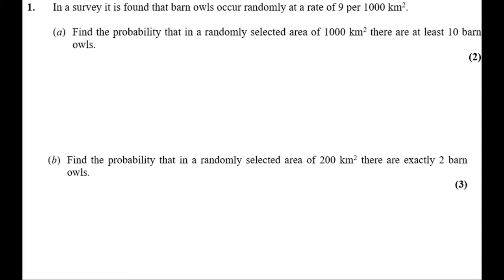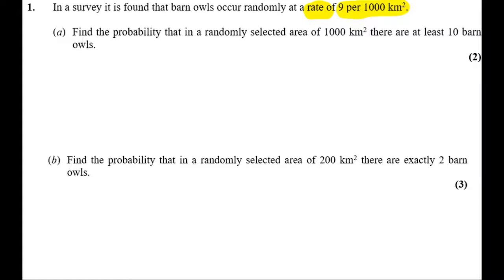So we'll quickly go through the S2 Edexcel May 2015 paper, question by question. In question 1, in a survey, it's found that barn owls occur randomly at a rate of 9 per 1,000 kilometers squared. So the word rate, and we're obviously looking at 9 per 1,000 kilometers. Those are clues that we're definitely going to be working with the Poisson distribution, and we'll see where that takes us.